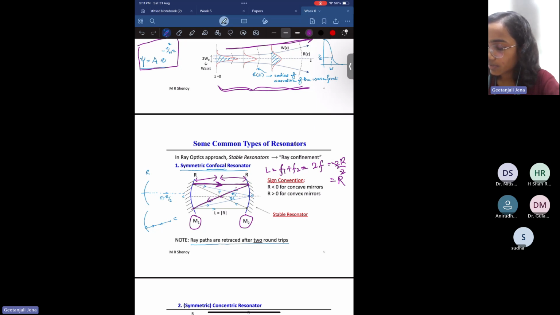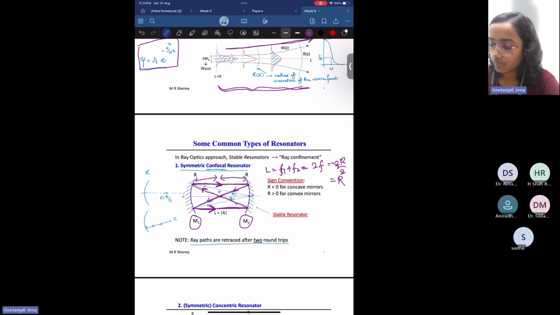Now when the ray passes through the focal point, it will suffer a reflection from the mirror M1. So the reflection will now become parallel to the resonator axis. Whenever it is traveling in a straight line path, it will go through the focal point. And then after going through the focal point, it will be reflected back at mirror M1, and it will again go in a straight manner. And from the surface, it will again be directed towards the focal point.